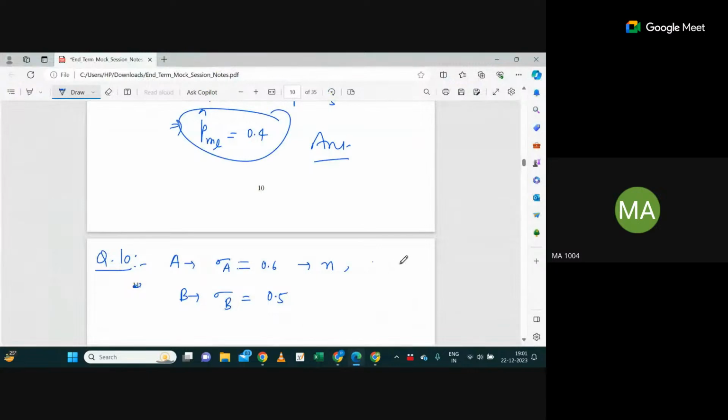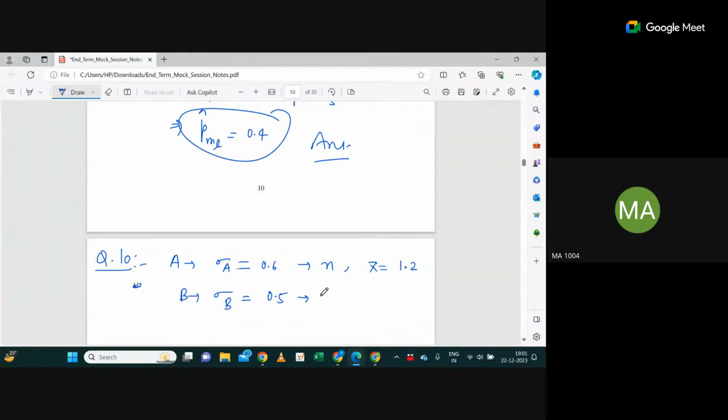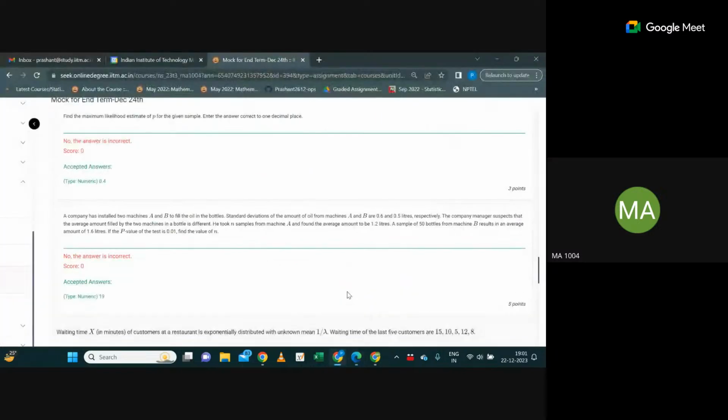1.2. What is this 1.2? It's x bar or mu? X bar, right? A sample of 50 bottles from machine B results in an average amount of 1.6 liters. Let's denote this y bar for machine B. If the p value of the test is 0.01, find the value of n.